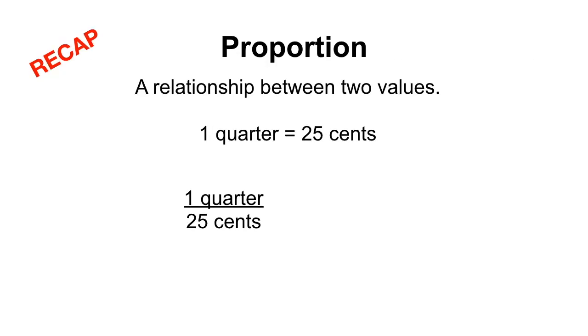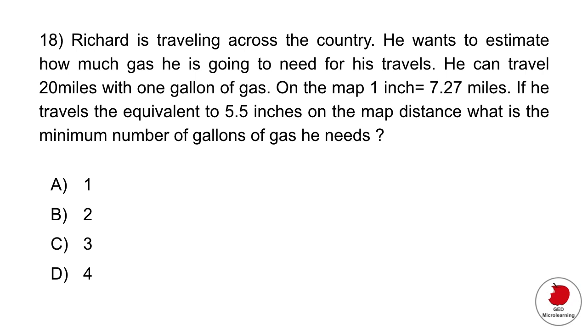Richard is traveling across the country. He wants to estimate how much gas he's going to need for his travels. He can travel 20 miles with 1 gallon of gas. On the map, 1 inch is equal to 7.27 miles. If he travels the equivalent of 5.5 inches on the map distance, what is the minimum number of gallons of gas he needs?